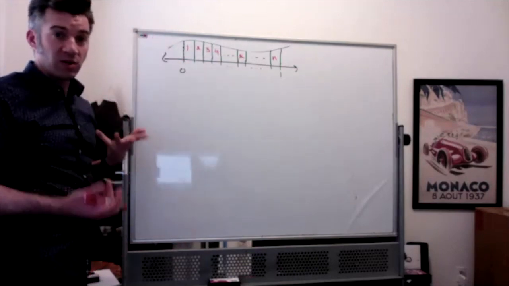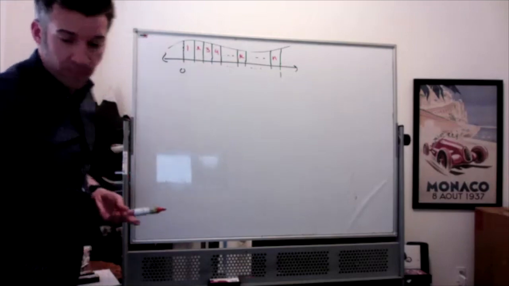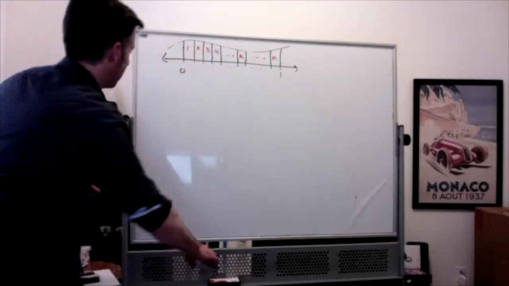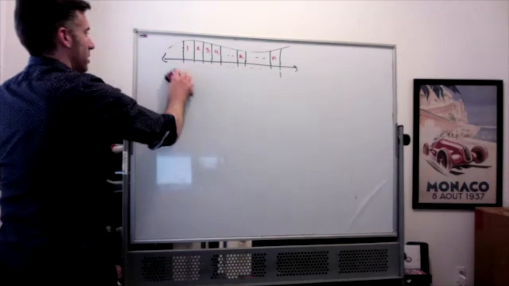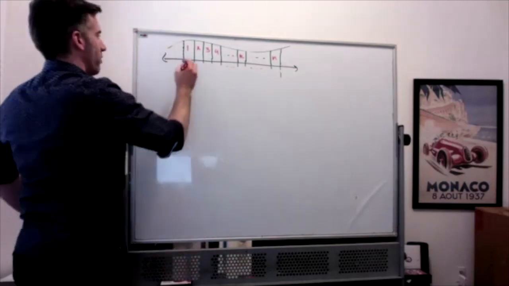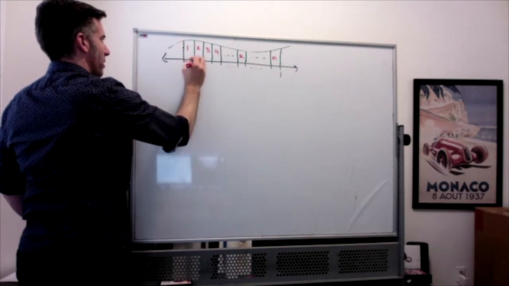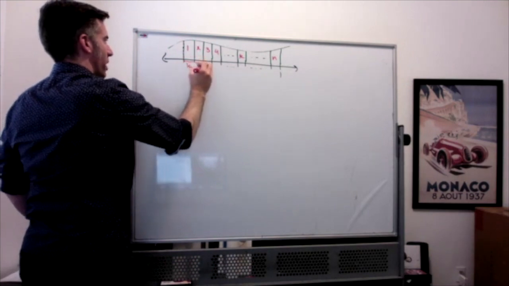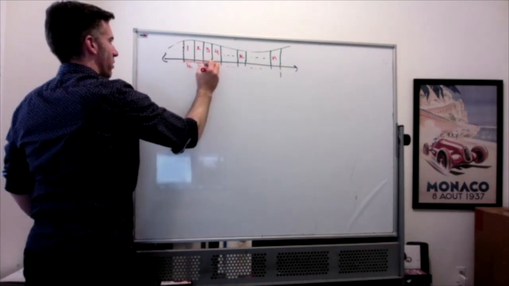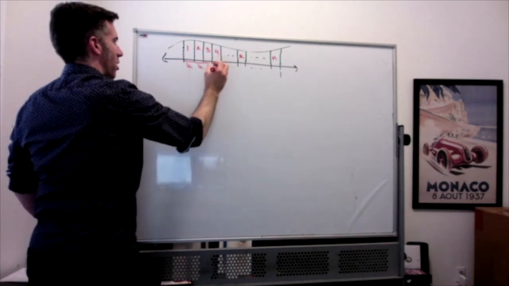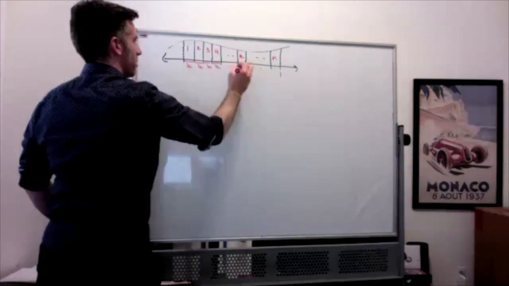So we know we're always using the right endpoint, and we know that each of these subintervals has a width of 1 over n. So this is 1 over n. This is 1 over n. All of these are 1 over n.